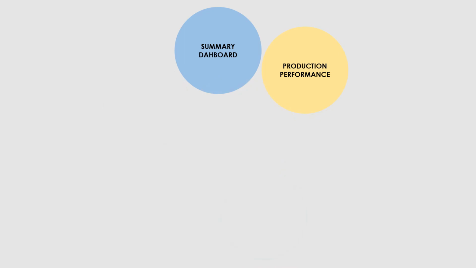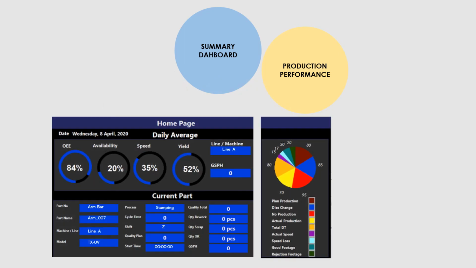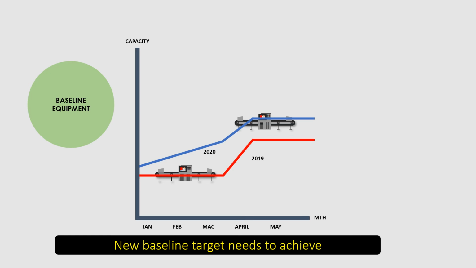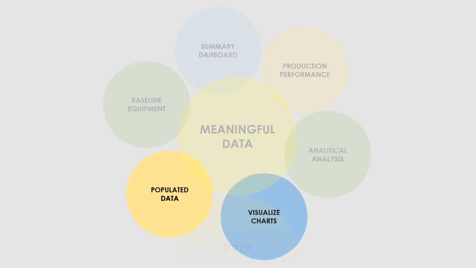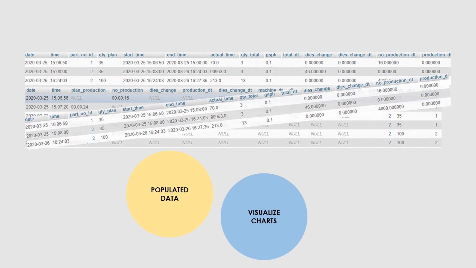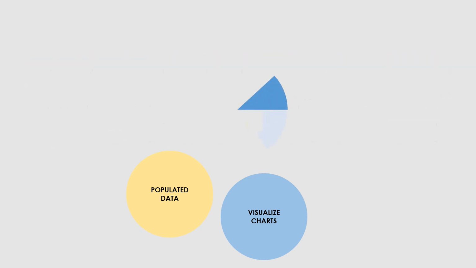Summary dashboard and production performance, summarized machine performance: OEE, availability, speed, yield, quality. As a tool for benchmarking baseline equipment, this helps the production team create a projection for a new baseline for continuous improvement. These are the collected data from the start of production to the end of production. Populated data can then be enhanced to visualize charts, easing users to make deductions.